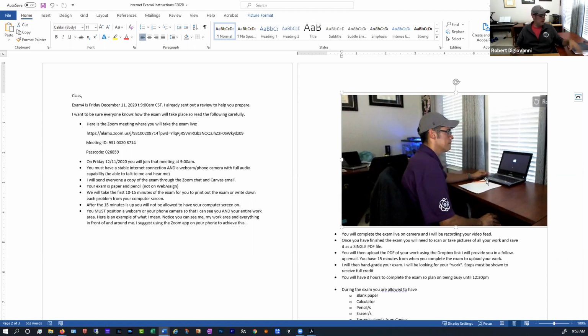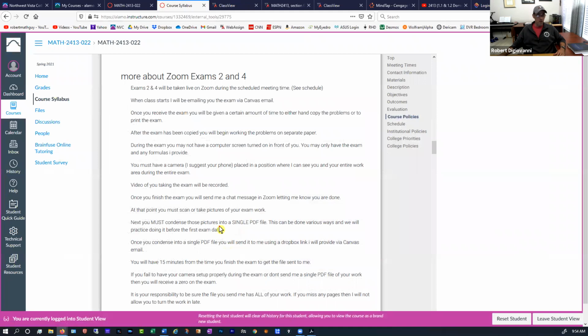Can't use your phone, you can have your calculator in front of you, that's it, paper, whatever. So that's the way we're gonna do exams 2 and 4. Once you finish taking those exams, you're gonna have all this handwritten work. So when you're done with the exam, you're gonna send me a message through Zoom saying, I'm done with the exam.